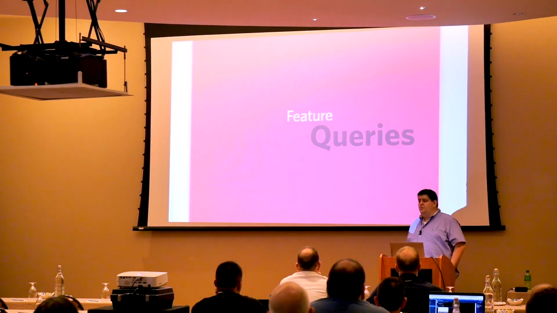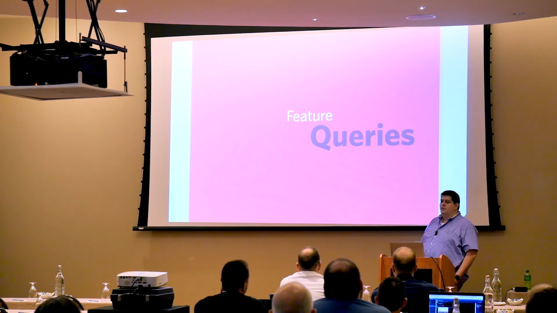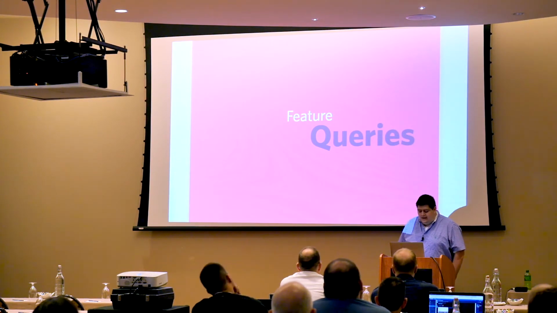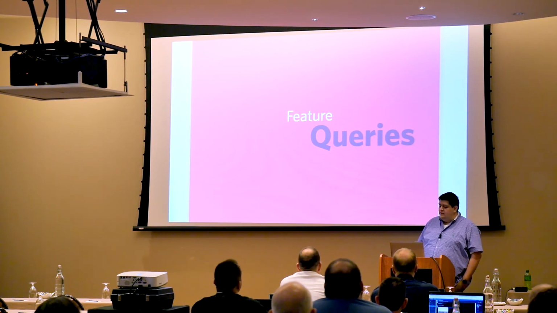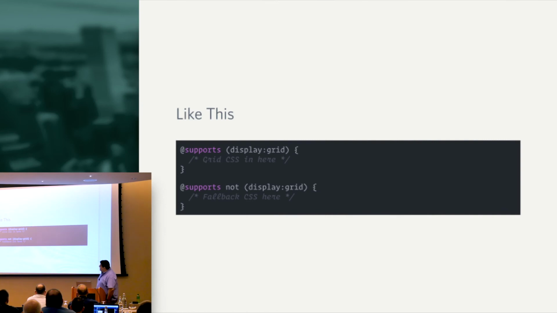So then how do we support browsers that don't support CSS Grid? The methodology that I like to advocate for is feature queries. If you don't know what feature queries are, they look kind of like this. You have @supports display grid, which means that if this browser supports display grid, here's the CSS for that. And then you can do @supports not display grid. So if a browser doesn't support CSS Grid, you can put some fallback CSS in there.